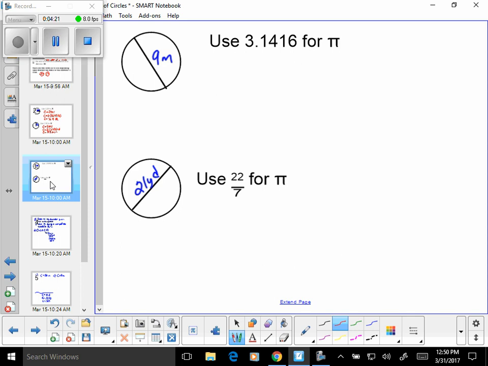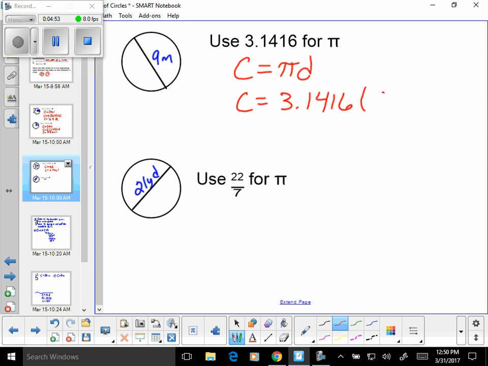First thing you should notice here is you have a diameter here. The second thing you should notice is they're telling you to use something different for pi this time. This time they want you to use 3.1416. We're going to switch to the second formula, which is pi d. Remember that the diameter is 2 times the radius. So if we're using the radius, we use the 2r. If we're using the diameter, we use the d.